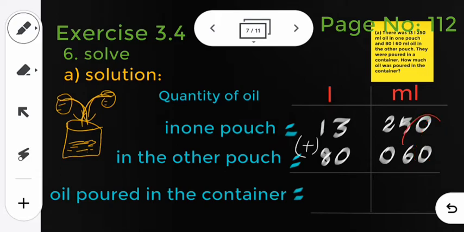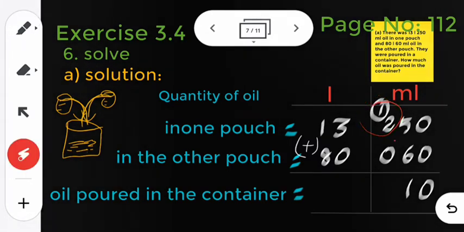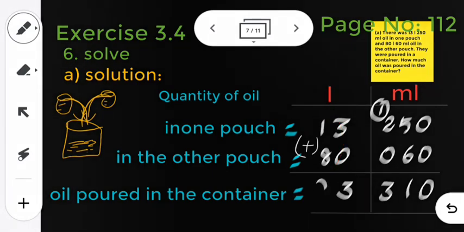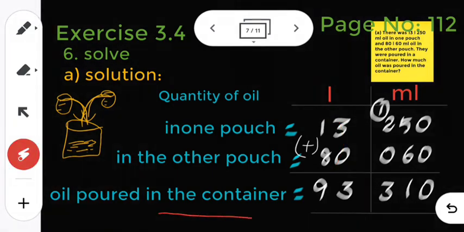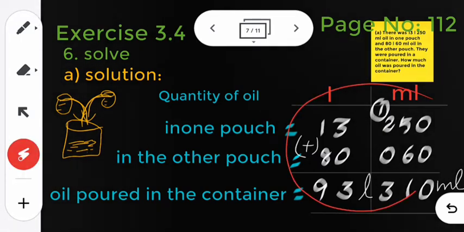0 plus 0, 0. Again 5 plus 6, 11. So in 11, 1 you will write here and the 1 will be carried here. Now 1 plus 2, 3, 3 plus 0, 3. So here 3. And here 3 plus 0, 3. And 1 plus 8, 9. So the oil poured in the container is 93 liter 310 milliliter. Okay, this is the way you will do the addition and subtraction also.